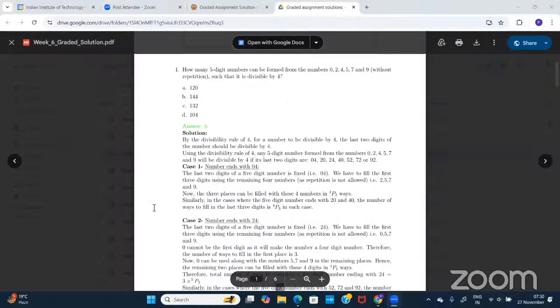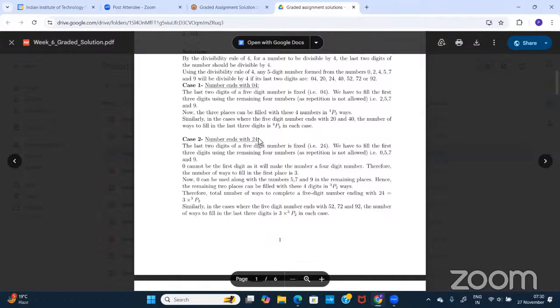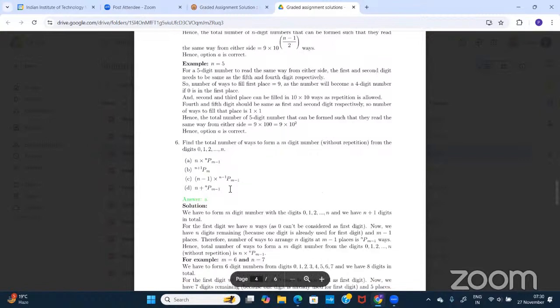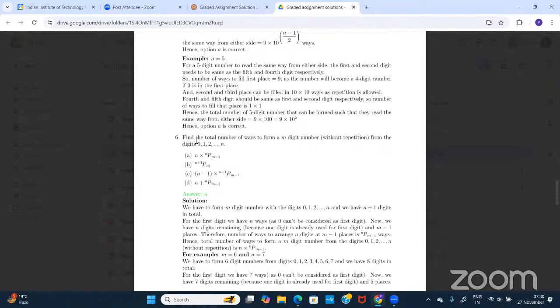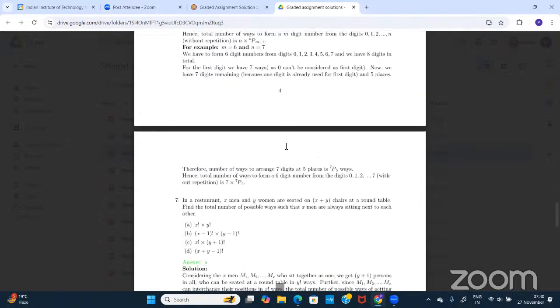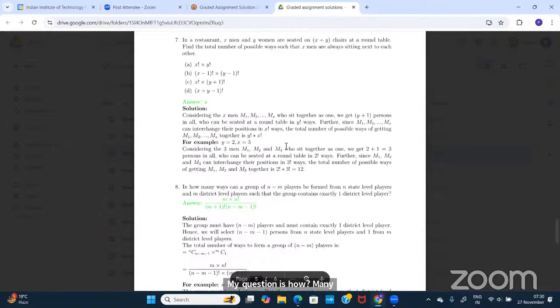Which question? Ma'am, question number 6. Yeah, this is your question. Find the total number of ways to form an m-digit number without repetition from the digits 0 to n, right? Ma'am, it is not my question. My question is how many 21-digit numbers can be formed such that they read the same way from either side?